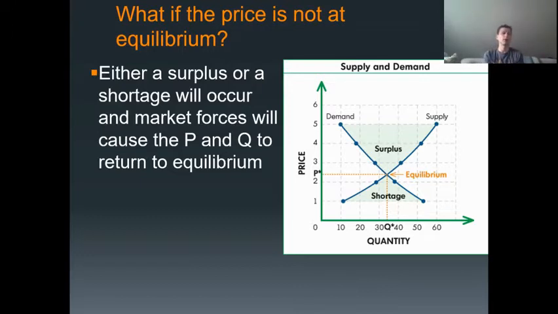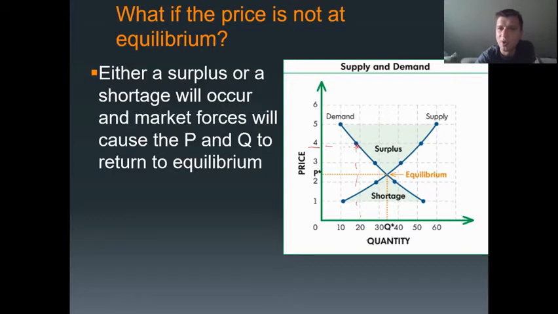Either a surplus or a shortage will occur. So if you have a price set above equilibrium, there will be a surplus. Essentially, your quantity supplied will be greater than your quantity demanded. The amount sold will be on whichever curve it hits first. So if there's a surplus, let's say the price is at 4, it hits demand first.